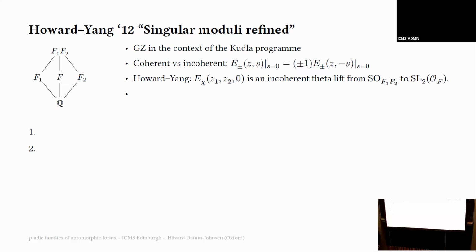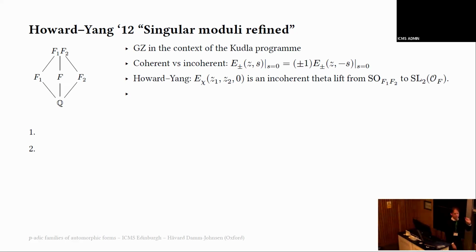This E chi, the Hilbert Eisenstein series, is actually a theta lift from a certain orthogonal group to SL2 of O_F. And they use that to interpret not just the coefficients of the derivative of the diagonal restriction, but the original Hilbert Eisenstein series itself.